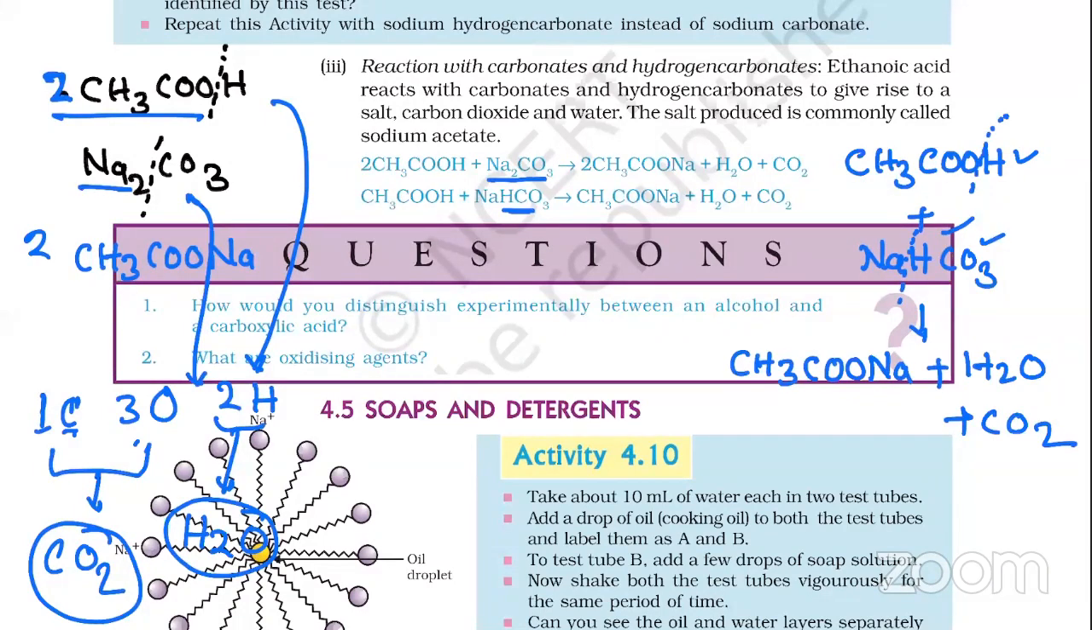Done? Are you still writing? Okay, let's do those two questions. You have to do the first one. How would you distinguish experimentally between alcohol and carboxylic acid? What is the answer?